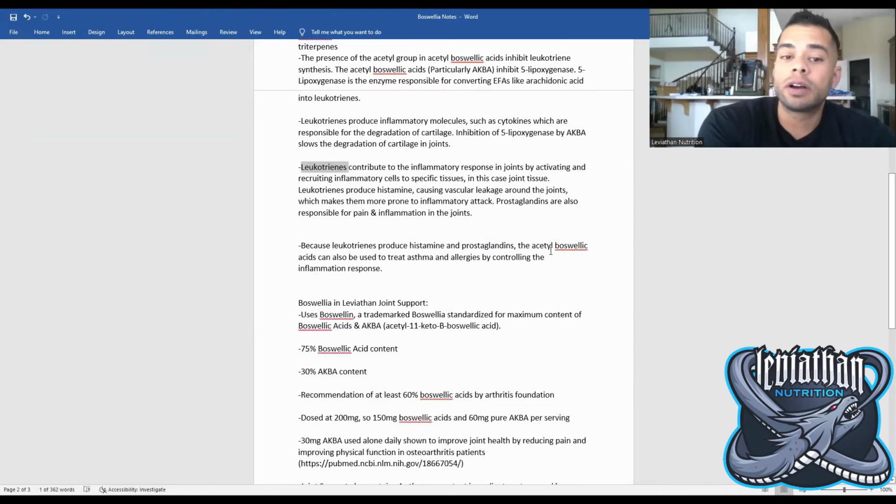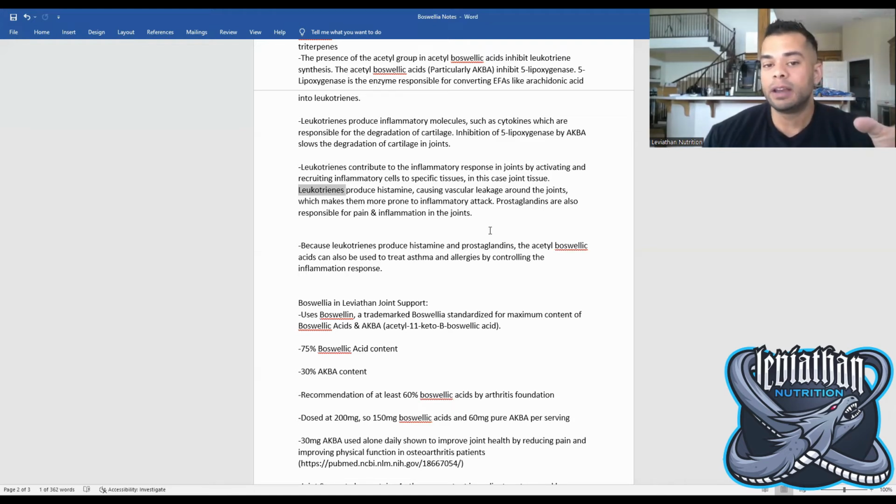How leukotrienes work is that they contribute to that inflammatory response in the joints by activating and recruiting inflammatory cells to go to specific tissues. And in this case, of course, that is the joint tissues. The leukotrienes produce both histamine and prostaglandins also. Producing histamine in the joints can cause vascular leakage around the joints, which makes them more prone to attack by these inflammatory molecules. And prostaglandins are also responsible for some aspect of the pain and inflammation experienced in joints.